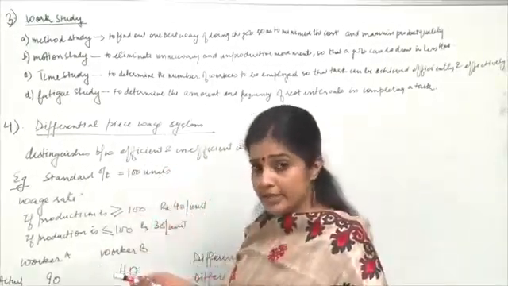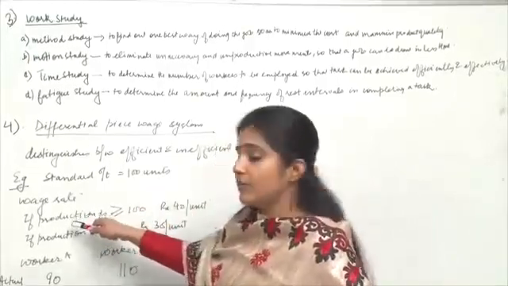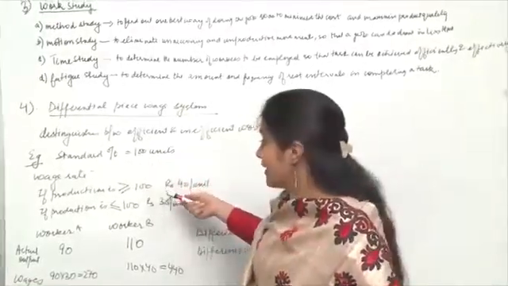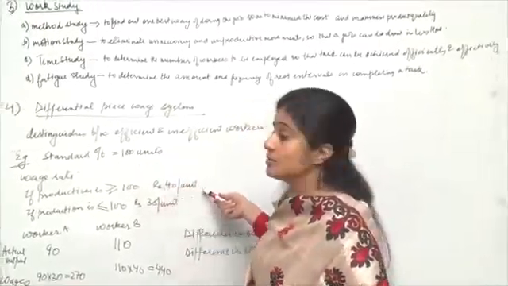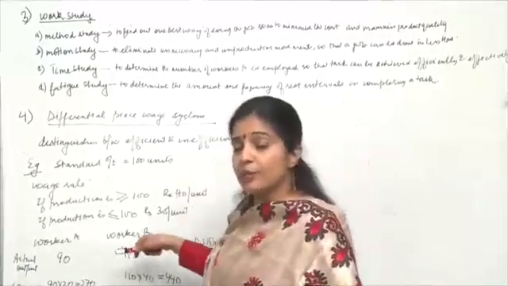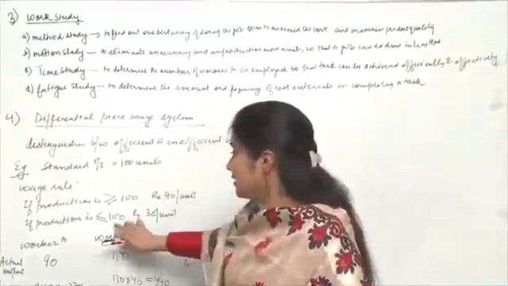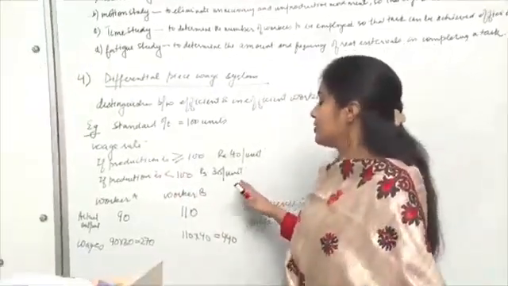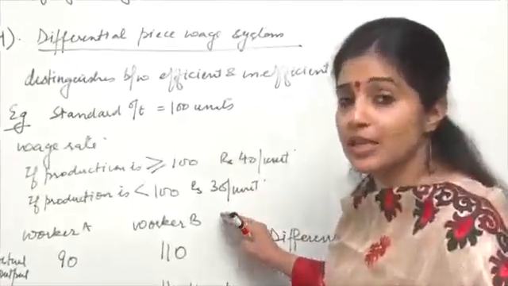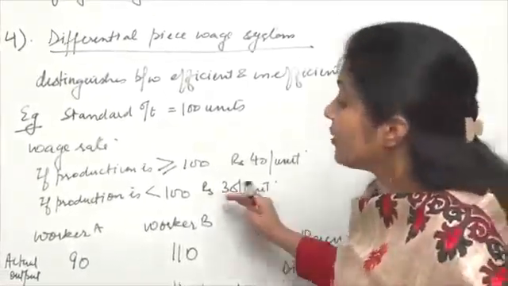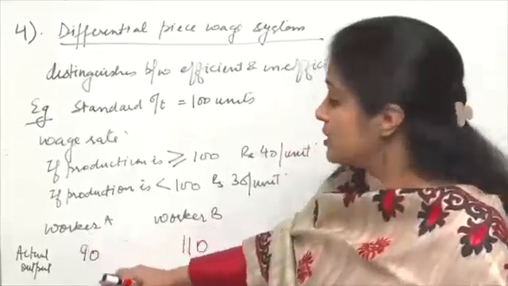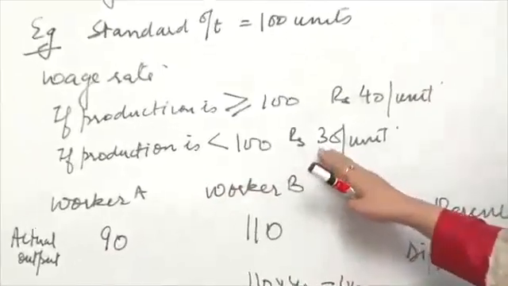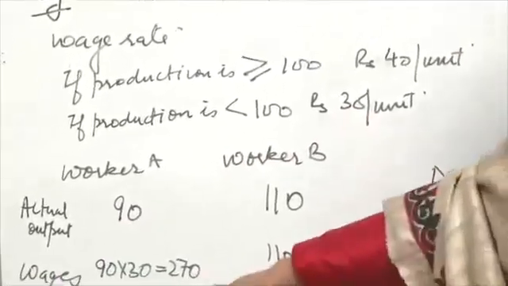Now we give them an incentive that anyone producing 100 or more is going to be paid at the rate of rupees 40 per unit. And if you have produced less than 100, then you are going to be paid at the rate of rupees 30 per unit, right? Now if worker A produces 90, how much amount are you going to pay him? 90 into 30, that is 270.